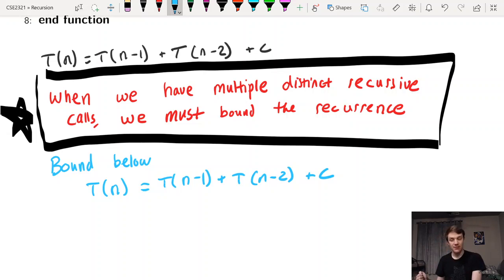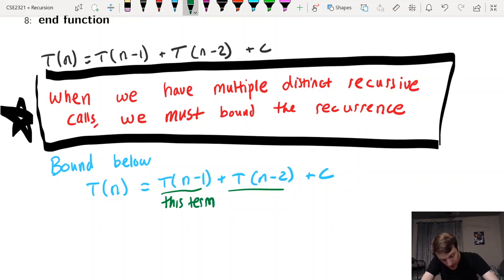If we are trying to identify which one is bigger, a bigger value being plugged in would result in a bigger value as an output. So the larger of the two, of T(n-1) and T(n-2), this term, T(n-1), is the largest, or larger. And the second term, which we'll underline in purple, this term is smaller.